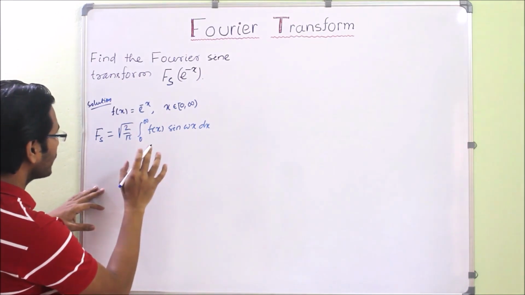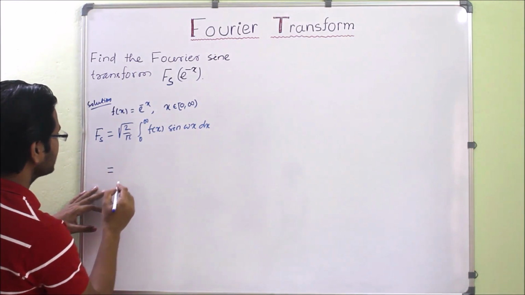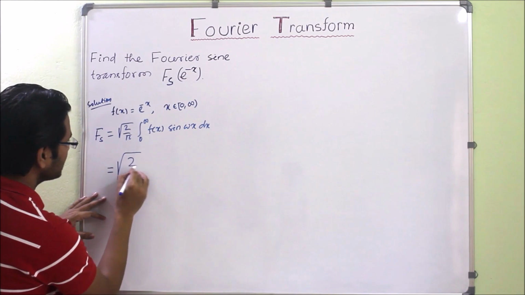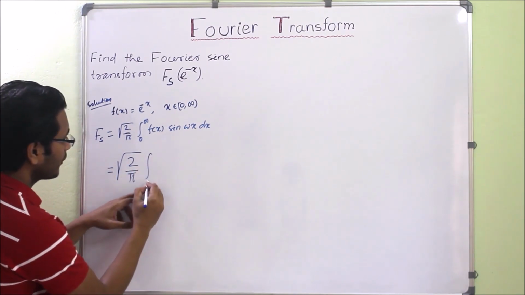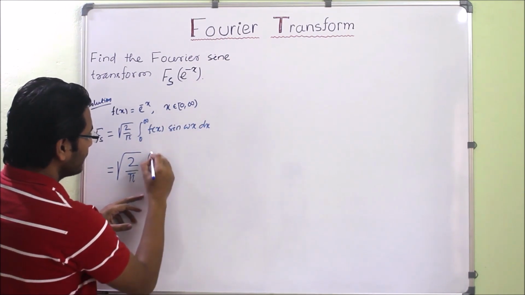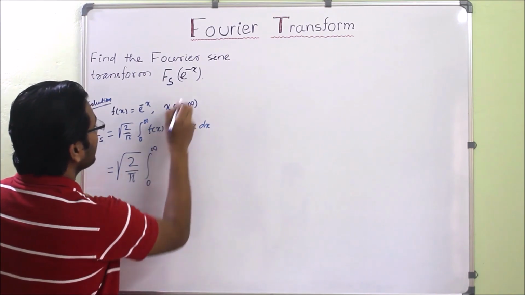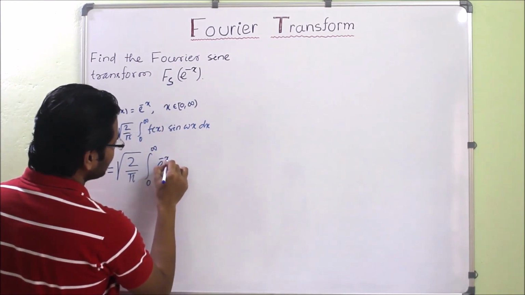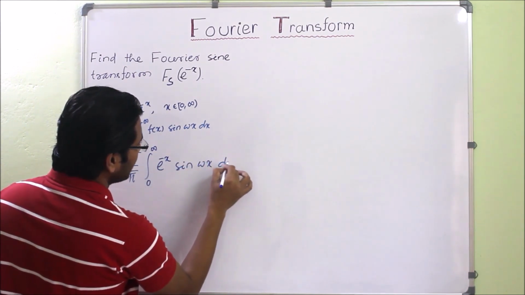Now what to do here? We have to apply this F of s. So if we apply, what happens? It will be square root of 2 by pi into integration from 0 to infinity, because the domain is 0 to infinity. F of x is what? E to the power minus x, then sine wx dx.